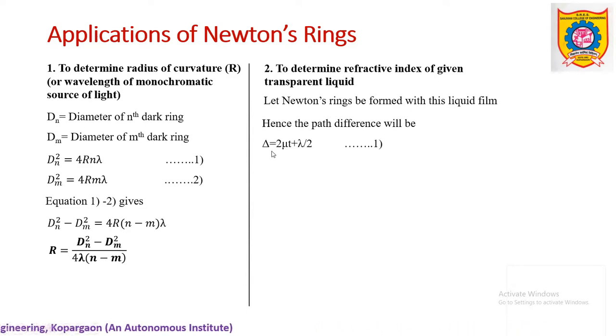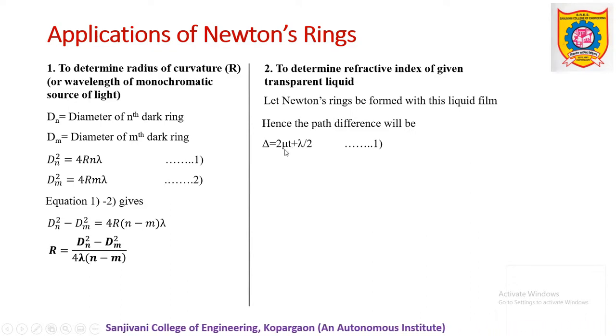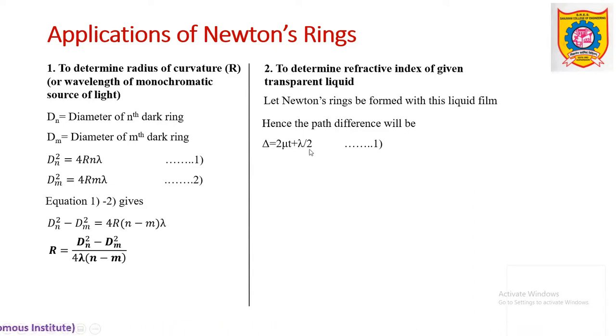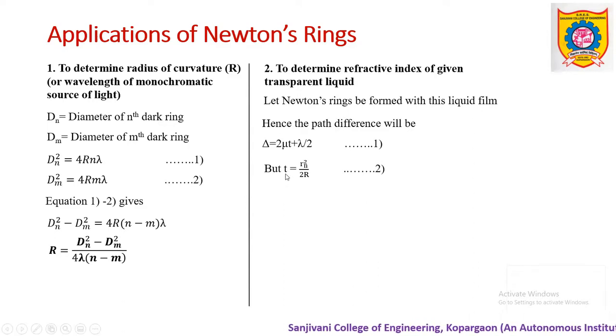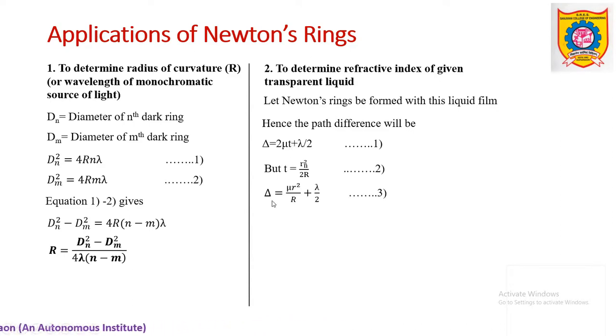Now, for this liquid film, we have to consider mu in our expression of path difference. In the earlier case, the path difference was considered as delta equal to 2t plus lambda by 2, because it was assumed that mu is equal to 1. In the present case, mu is not 1 and hence it is taken here. So our delta is 2 mu t plus lambda by 2. From the previous derivation, we have obtained the value of t as rn square by 2R. Let us put this value in equation 1, so that the equation of delta becomes mu rn square upon capital R plus lambda by 2.